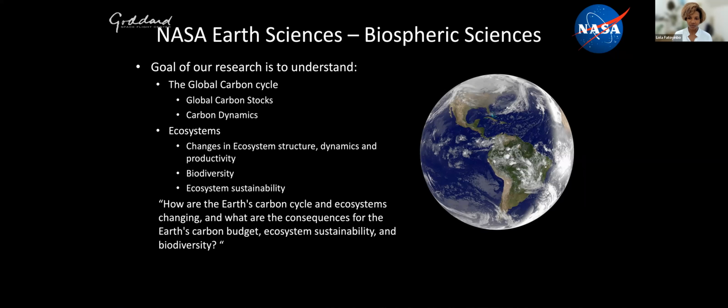And also what the productivity is, so how much carbon is being taken up and also emitted back into the atmosphere as it changes. We also study biodiversity and ecosystem sustainability. And in general, some of the questions we're trying to answer is to better understand how the Earth's carbon cycle and ecosystems are changing and what the consequences are for the Earth's carbon budget, ecosystem sustainability, and biodiversity.